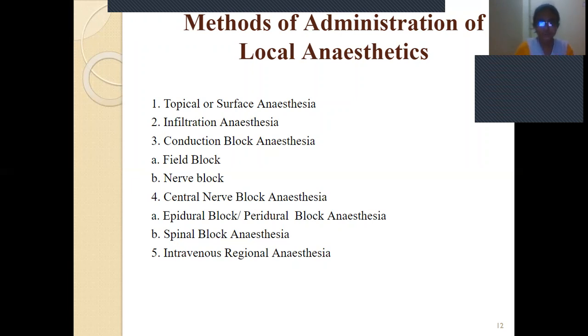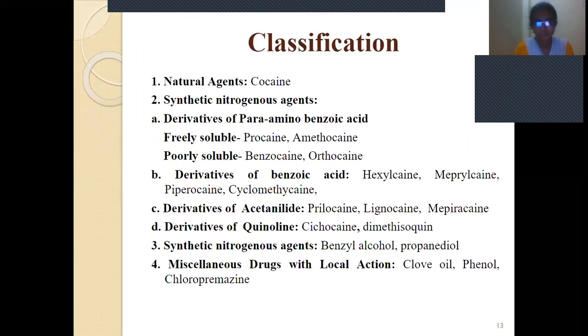Intravenous means it is given to the veins of the limbs. Intravenous regional anesthesia. So these are the methods of administration of the local anesthetic. So let's see the classification of the drugs.